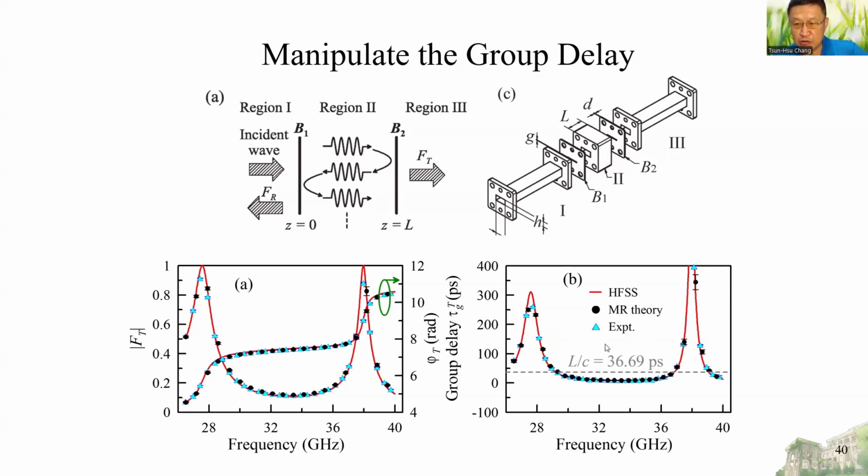When passing through this region, it takes about 36 picoseconds. However, in this region, very broadband, it's about 0. And we know it's slow wave here, and here, this region is fast wave. What happened here? What happened for slow wave? What happened for fast wave?